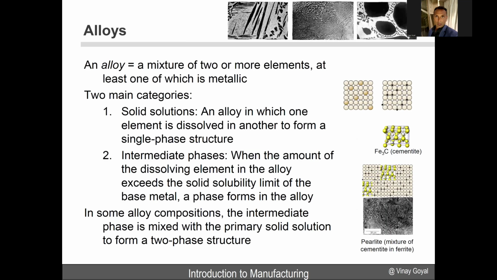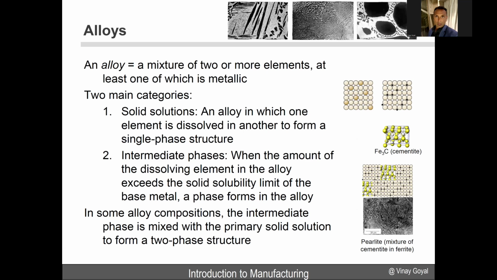So what is an alloy? It's a mixture of two or more elements, and at least one of them should be metallic. There are two main categories that are discussed when it comes to alloys. The first one is a solid solution, in which one of the elements is dissolved in another to form a single phase structure.